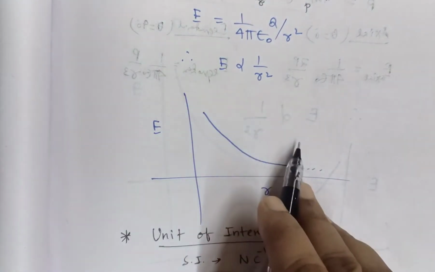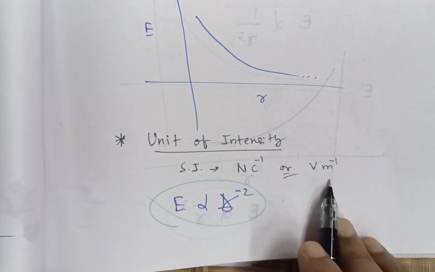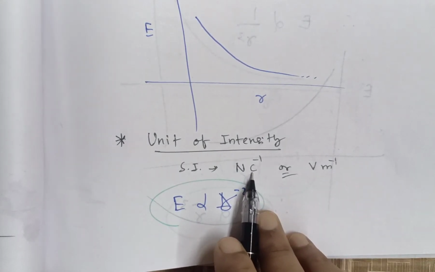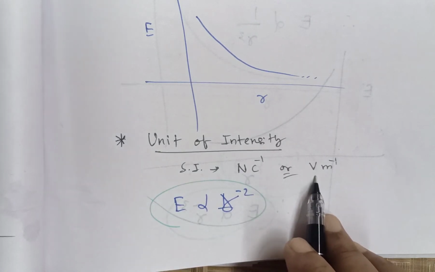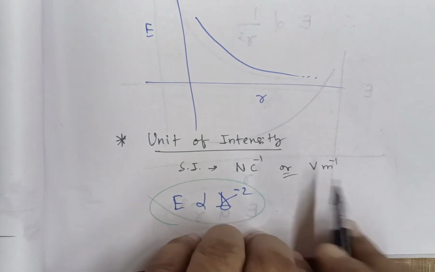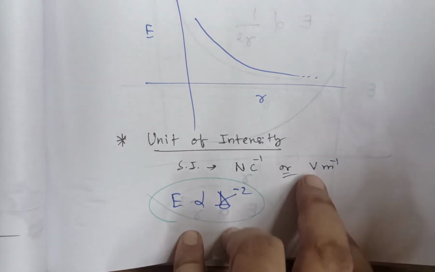While solving the problem, the intensity unit should be Newton per Coulomb or volt per meter. Newton per Coulomb is obtained from the formula F by Q, and the volt per meter unit is obtained from the formula intensity is equal to potential gradient.